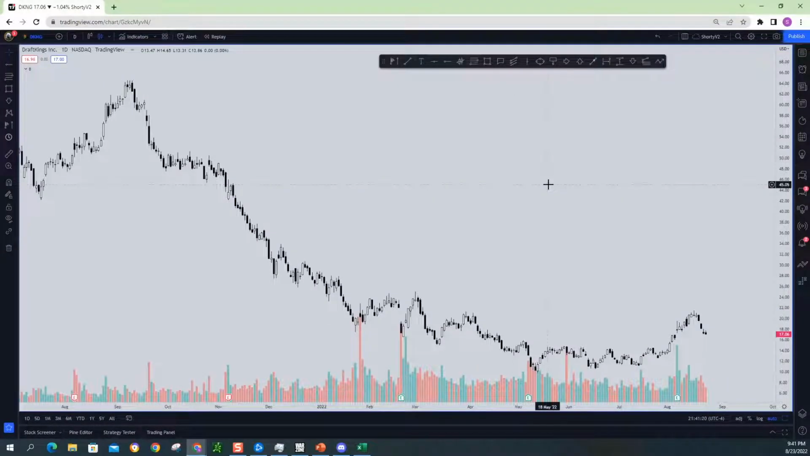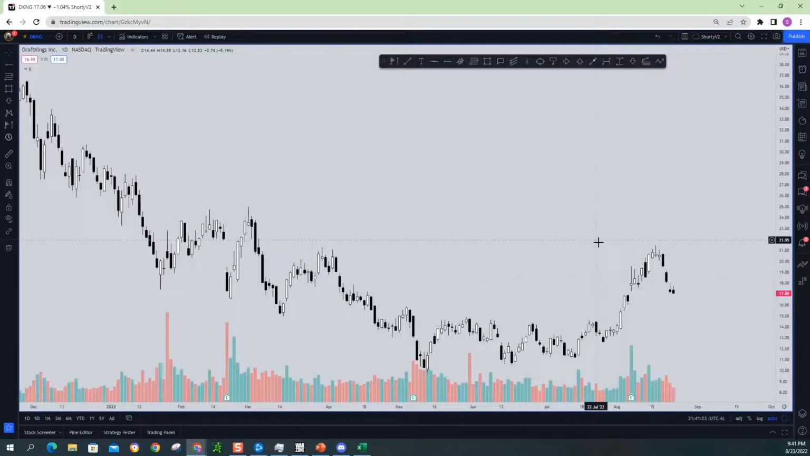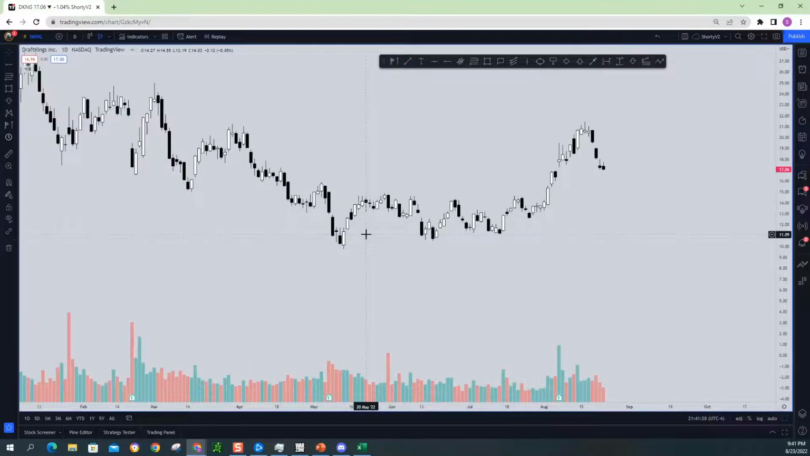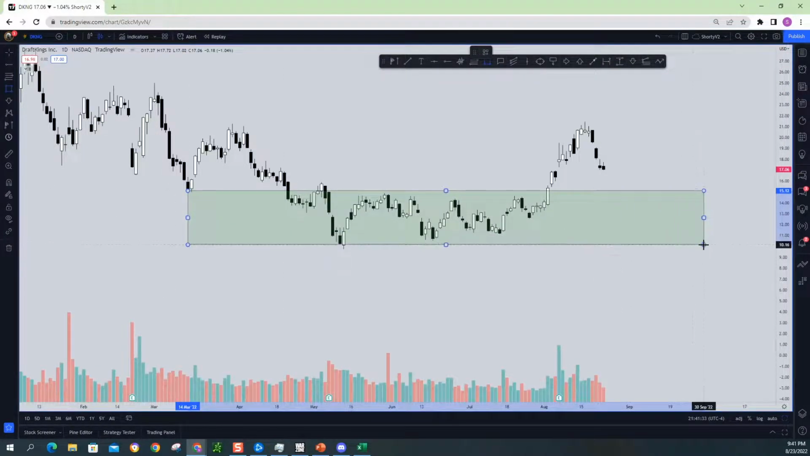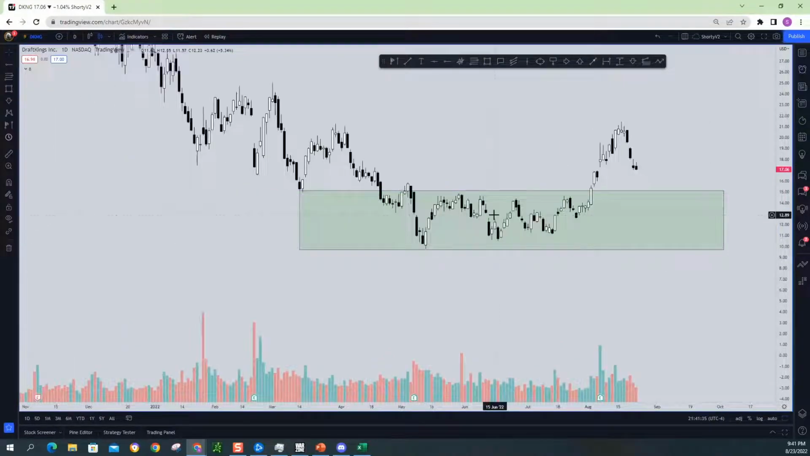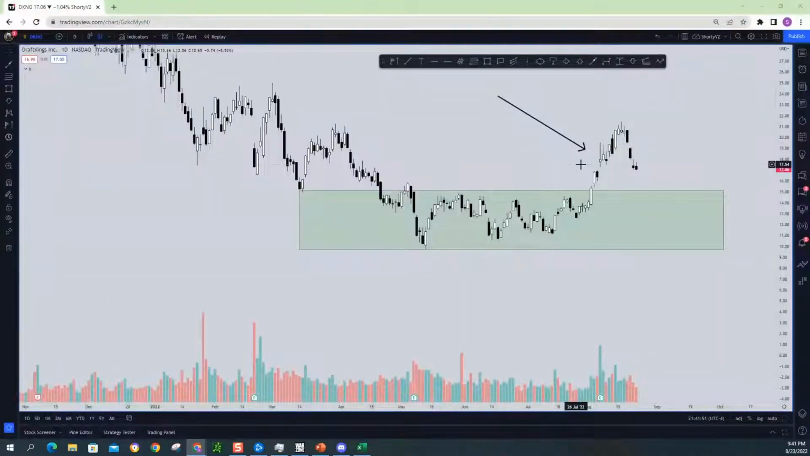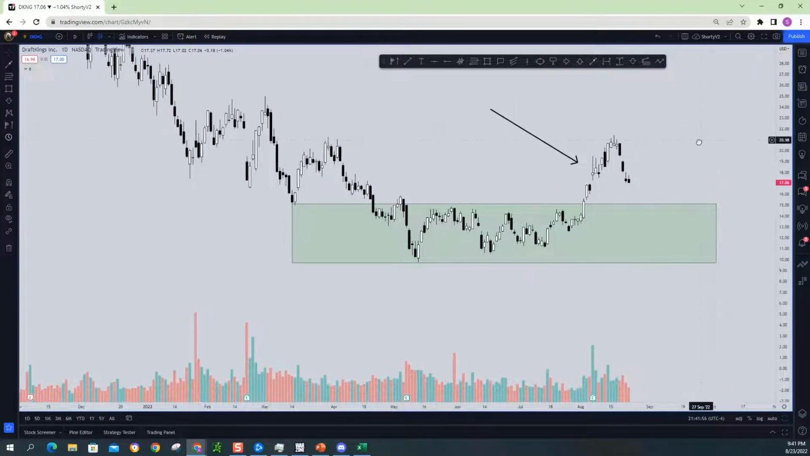Alright, DraftKings. This looks like it's ready to reverse here. So this looks like a typical accumulation. Does anyone know what this area is called in a Wyckoff book? A test. Yeah, that's called a test right here. They're probably going to bring it back to $15 here, and then they're going to drive back up.